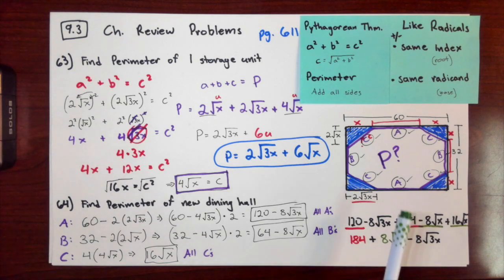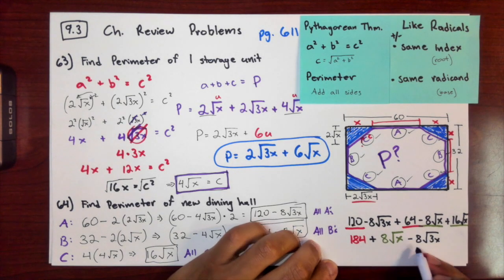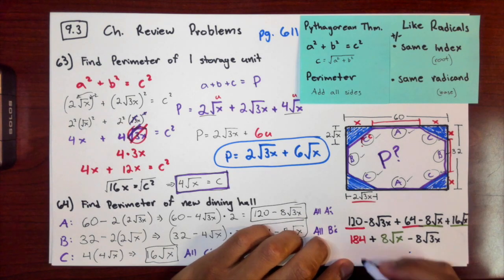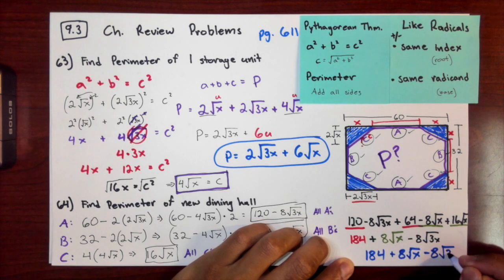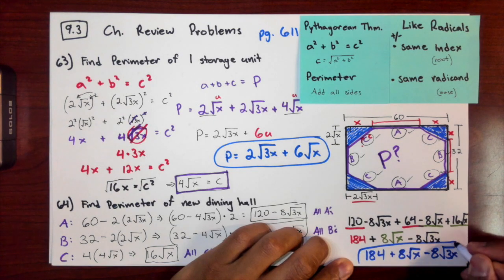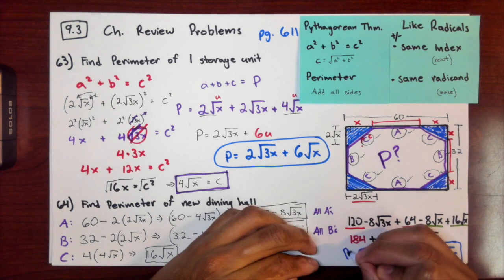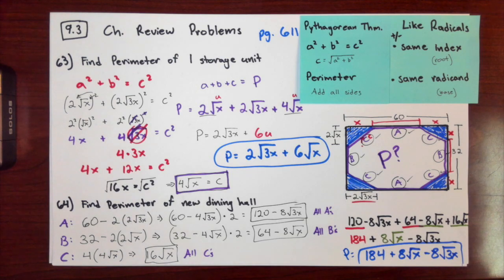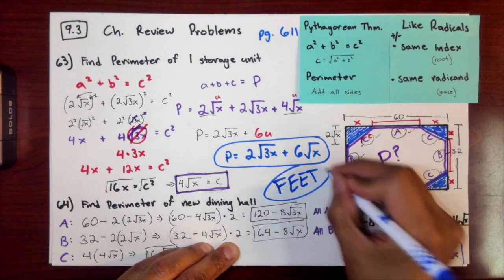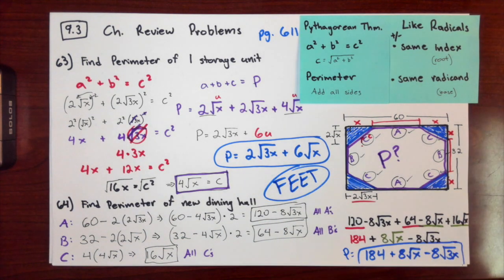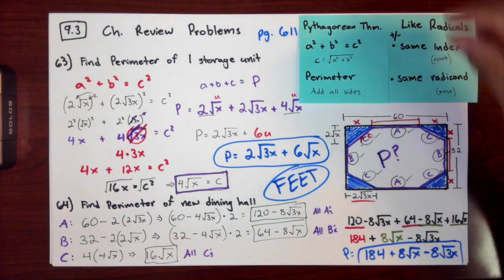Okay? So I went ahead and I simplified. This is actually the final answer. There's nothing else that you can simplify further, right? 184 plus 8 square root of x minus 8 square root of 3x, you can't combine anything. So let's just rewrite it one more time to make it nice. And this right here is your final answer. That is the perimeter of the new value. By the way, all of this is in feet. I forgot to say that at the beginning, but that's it. So that's it for 9.3. This is the last type of problem that you need to know.